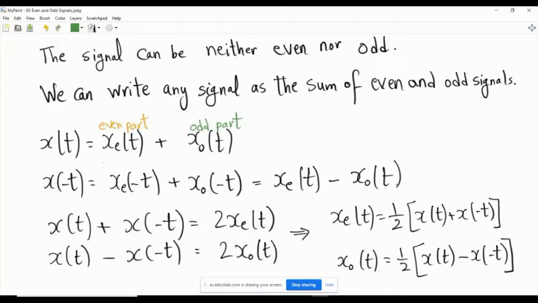And I'm doing this here for continuous time signals. The same is applicable to discrete time signals. I can write x of t as an even signal plus an odd signal.